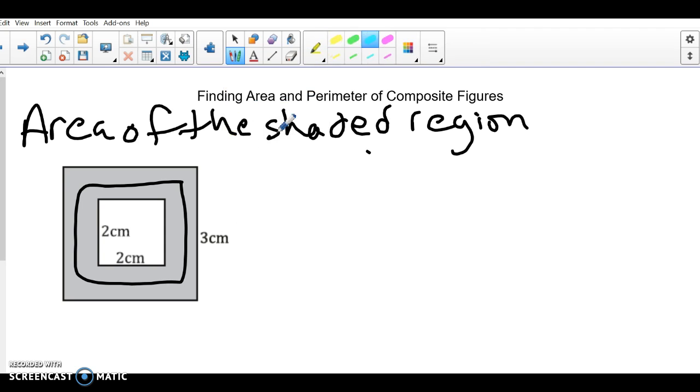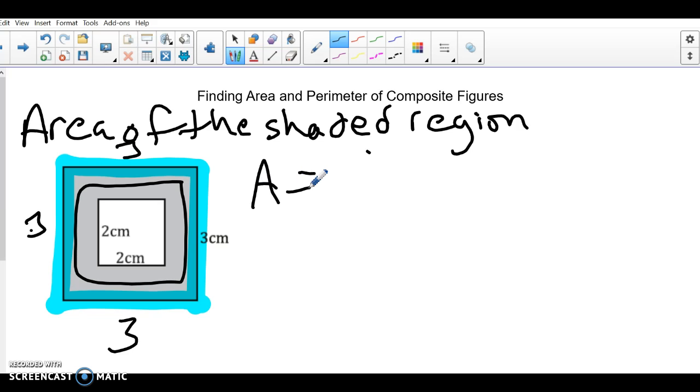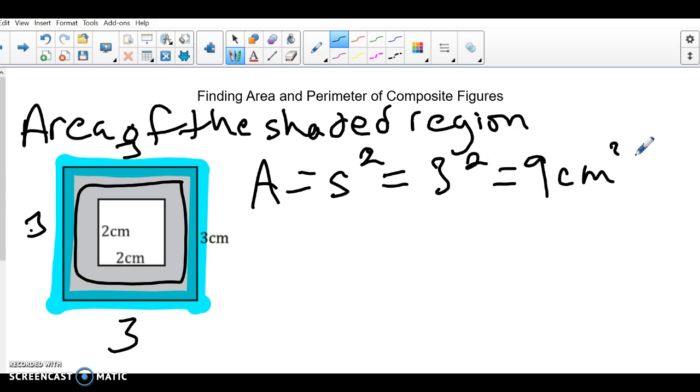So with the big square, we have one side is 3. Remember, it's a square. If one side is 3, all sides are 3 by the nature of a square. So 3, 3, 3. The area of that large square is going to be 3 squared, or side squared. So that's going to be 3 squared, which will be 9. So we're talking 9 centimeters squared.